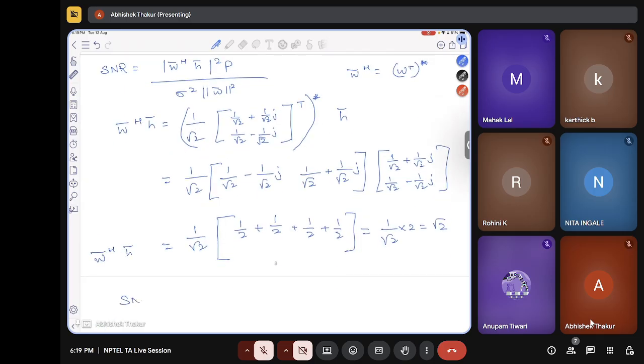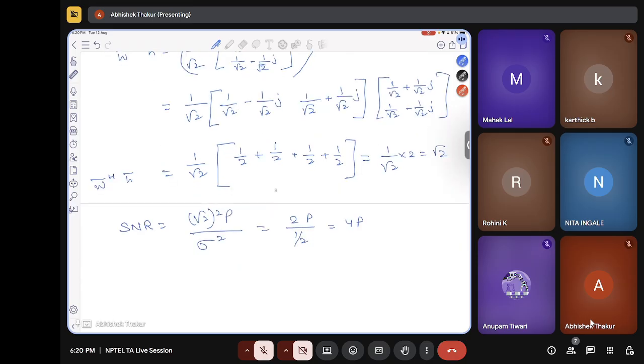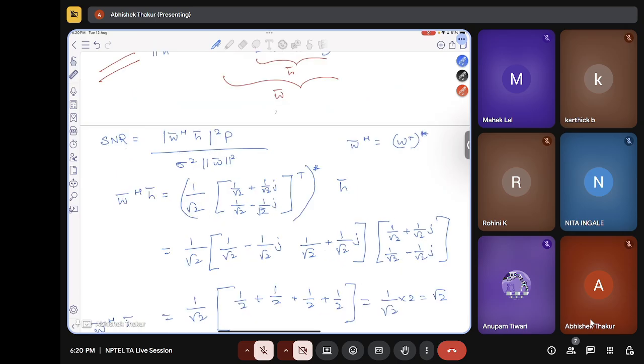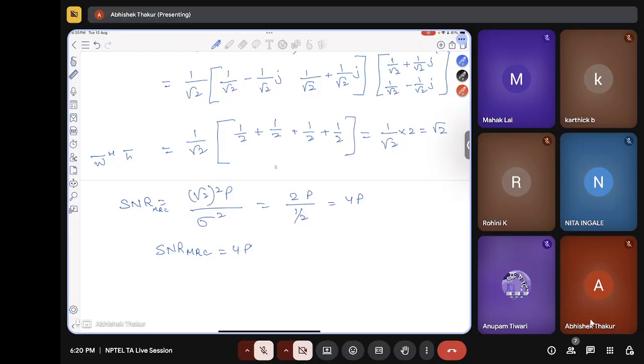So SNR is equal to root 2 square power by sigma square. And sigma square, how much it is given? That is half. With 2p by half, it is equal to 4 times the symbol power. Okay? So SNR MRC. This is SNR MRC. So this is equal to 4 times the symbol power.